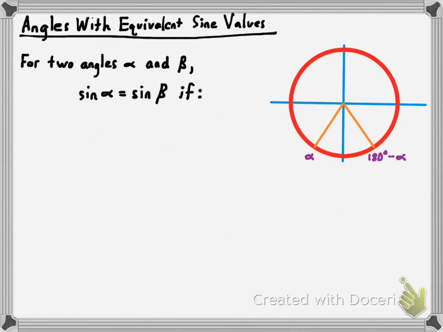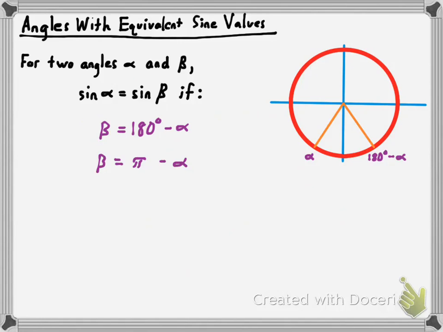Well, let me phrase it the way I've got it on the picture. Let's say if beta is equal to 180 degrees minus alpha, then those angles are going to have the same sine value. And then let's make the equivalent statement using radians. Just substitute pi instead of 180. If two angles add up to pi radians, that means they're supplementary to one another. And so if beta equals pi minus alpha, then the sine of alpha would equal the sine of beta.